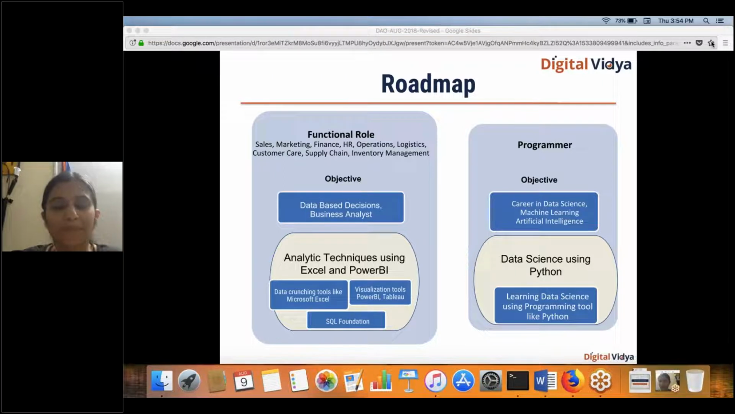The other roadmap is very clearly for people who are programmers, whose objective is to build a career in data science, building machine learning models, and getting deeper into whatever advancements happen in artificial intelligence. You want to build a career which is going to use heavyweight, deep technology and deep programming. Then Data Science Using Python is the course for you.